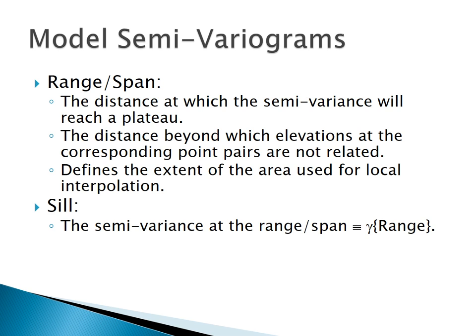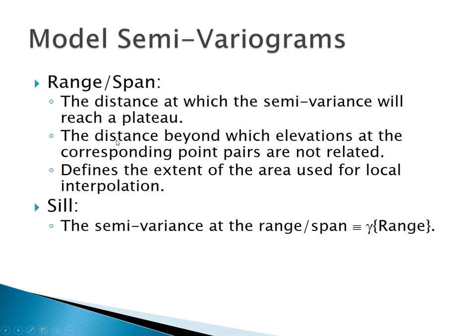So the range or span in the semivariogram is the distance at which the semivariance will reach a plateau. And then the sill is when it reaches that plateau, and that's the actual y value at that point.